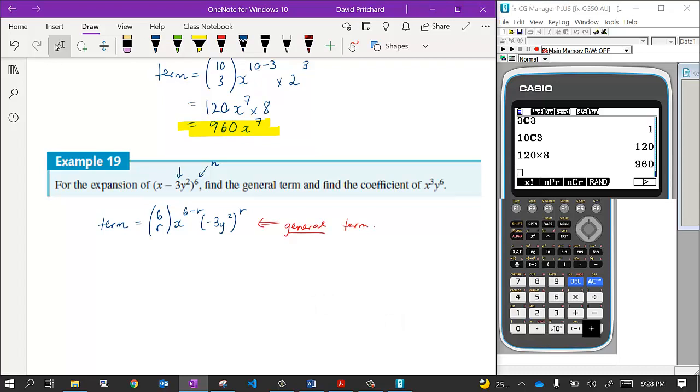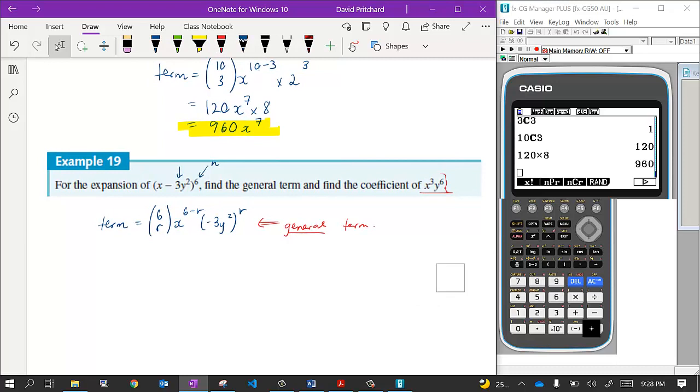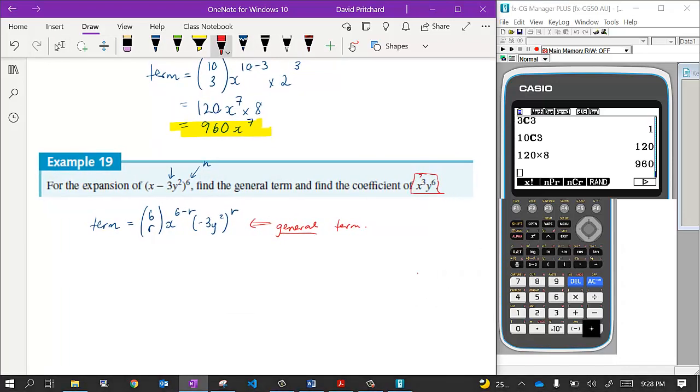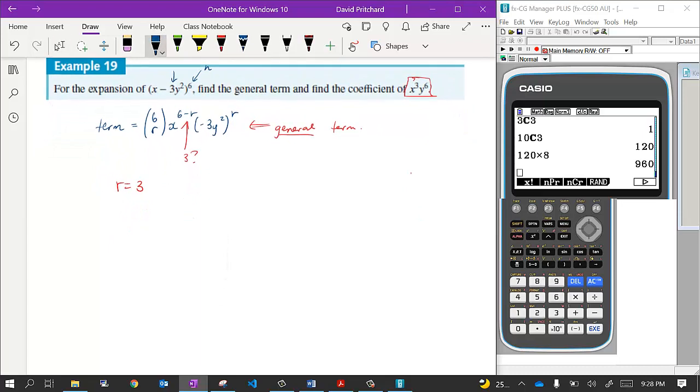And the second thing we need to do is go, okay, so we want to find the coefficient of x cubed y to the power of 6. All right, so which one of these is going to end up as x cubed? What does r have to be for this to equal 3? Now that ends up being a pretty easy answer, right? If we want 6 take r to equal 3, then r must be 3. And as soon as we do that, it's just a substitution in to find the term that we want and then isolate the coefficient.